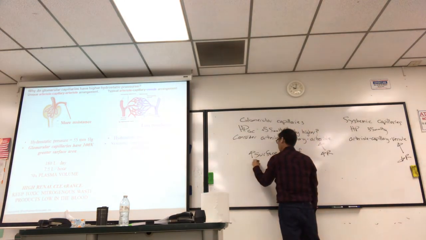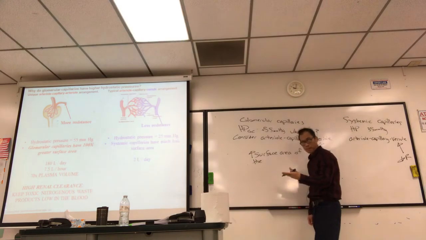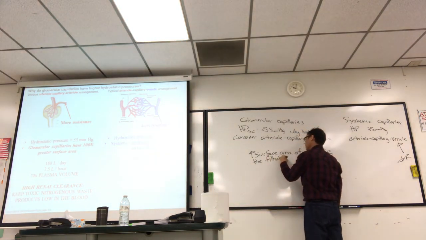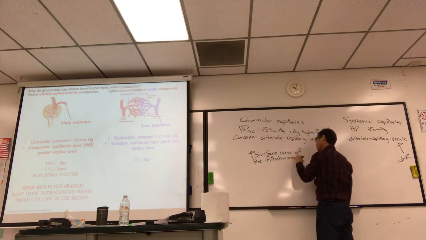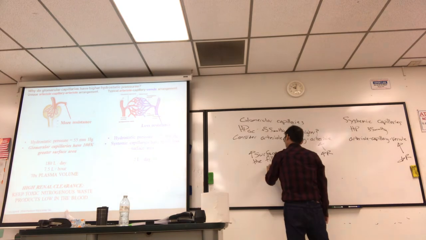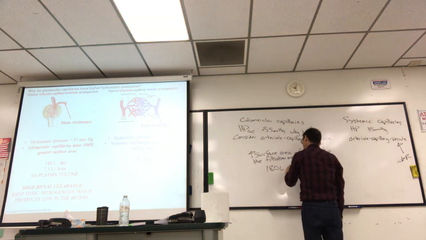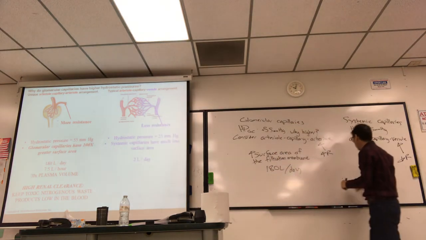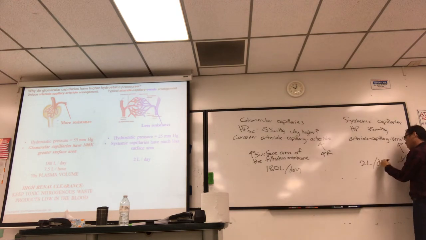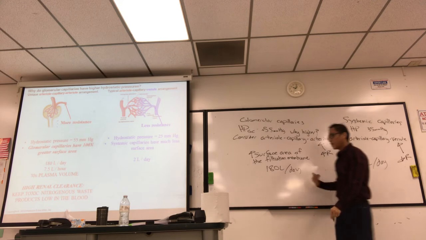Increased surface area of this filtration membrane that I'm talking about. So like we say, we generate 180 liters a day from the filter. This may be something like 2 liters a day. So the filtration function is much better in the glomerulus.